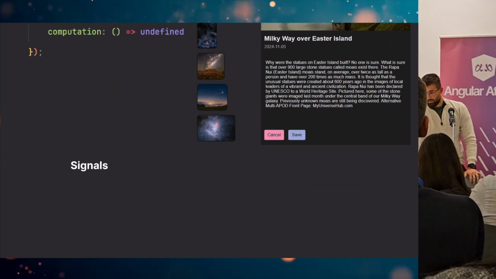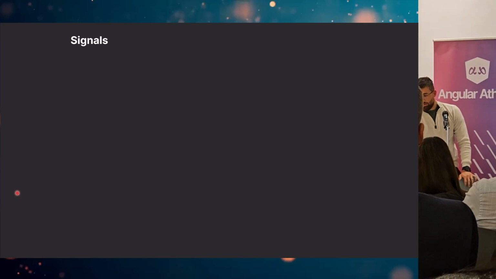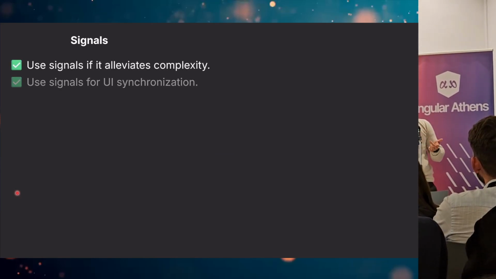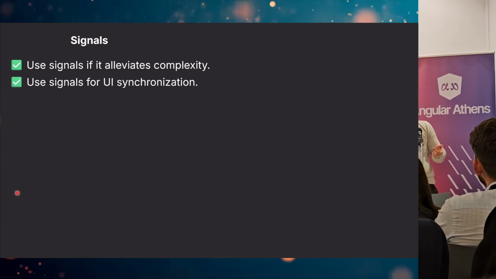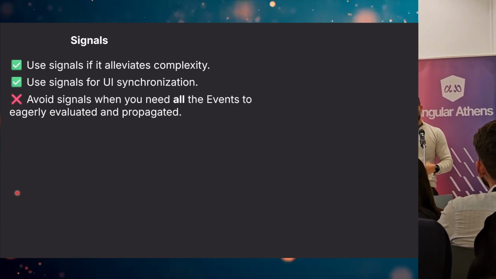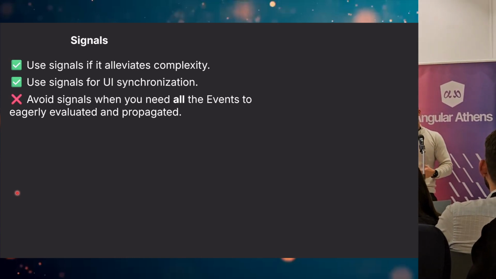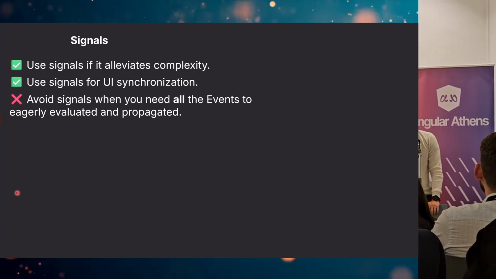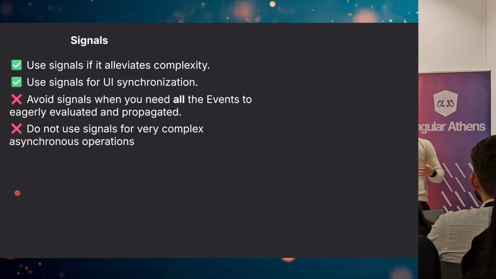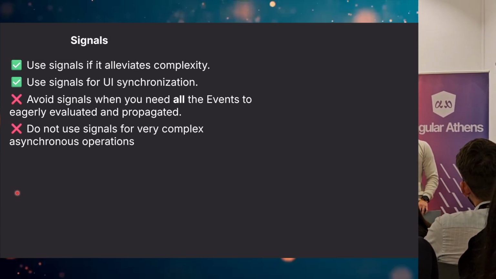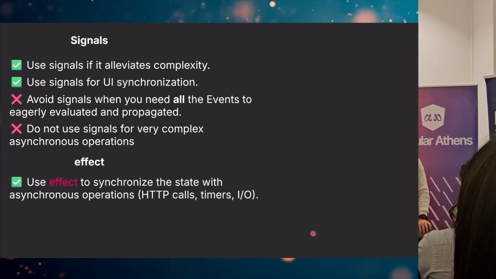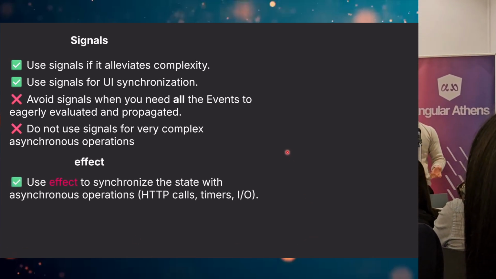So let's summarize a bit what we talked about today. Use signals, in my opinion, if it alleviates complexity. Use signals to synchronize the UI state. And avoid signals if you need all the events to be eagerly propagated to the system. And do not use signals for very complex applications, for very complex asynchronous operations, sorry, at least not yet. And use effects to synchronize the state with asynchronous operations like HTTP calls, etc.